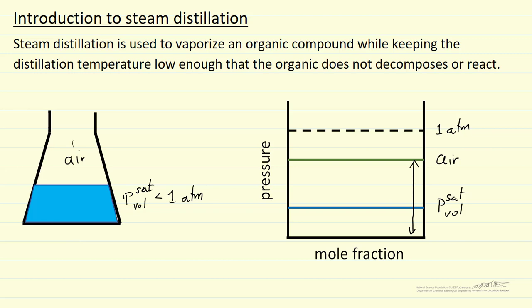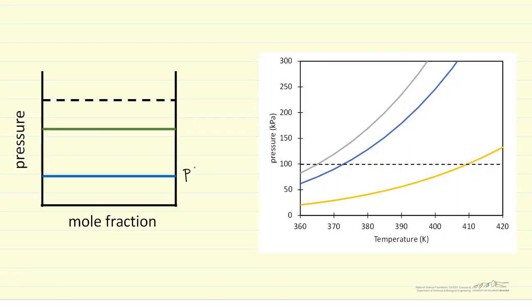So let's look at what a diagram would show. Here is the saturation pressure of the volatile component, and this is the saturation pressure of water. In most cases, that volatile component is an organic oil, and it's not miscible with water, so the total pressure is just the sum of these two. If we're at a temperature where the total pressure is 1 atmosphere, then we get boiling of both components.